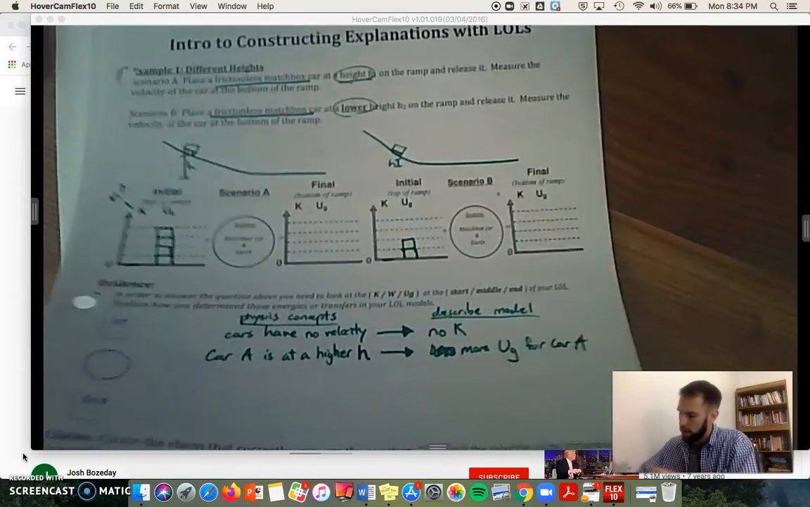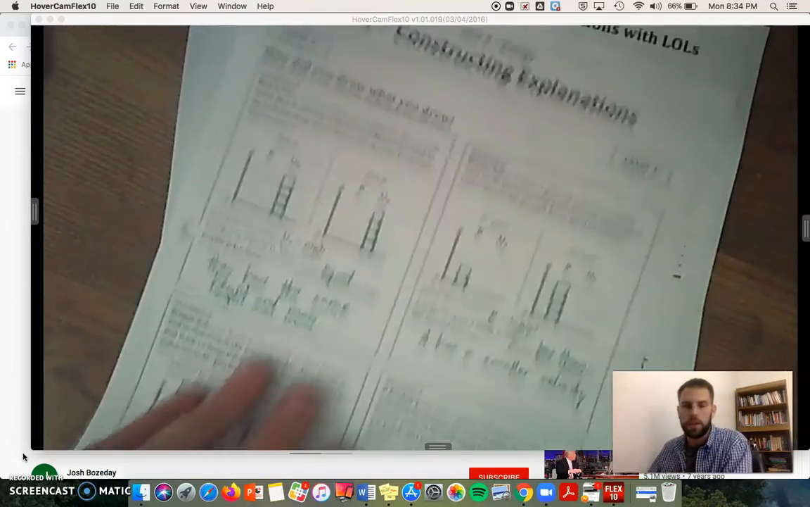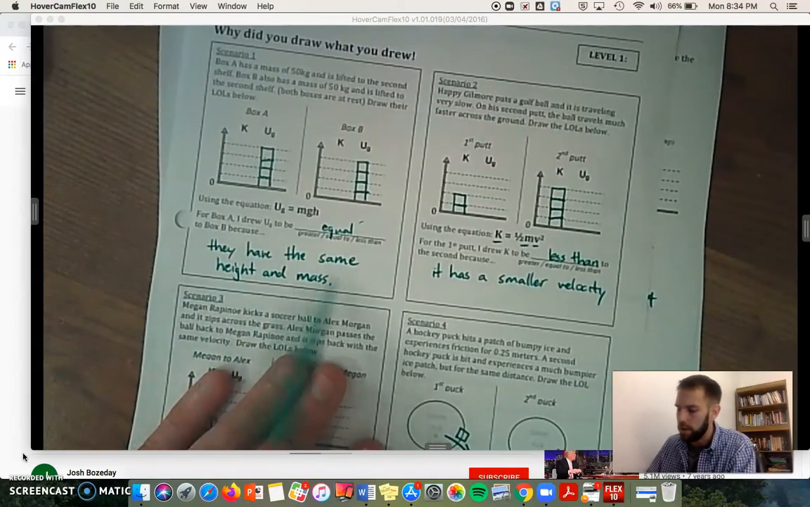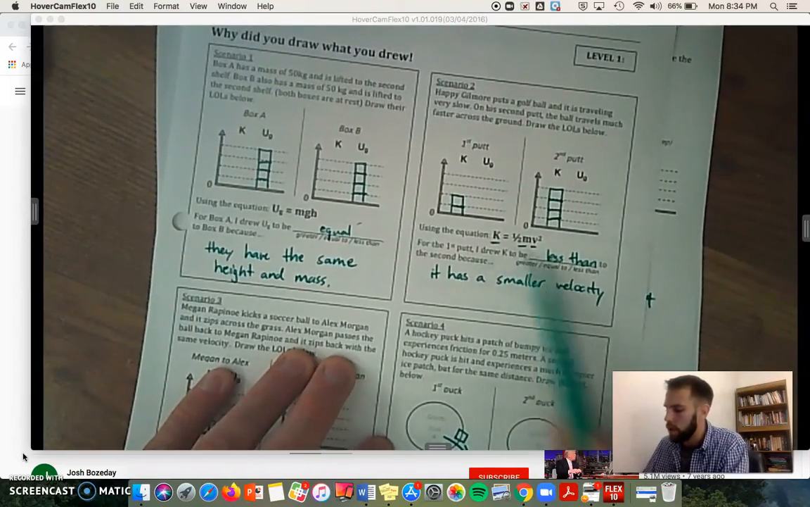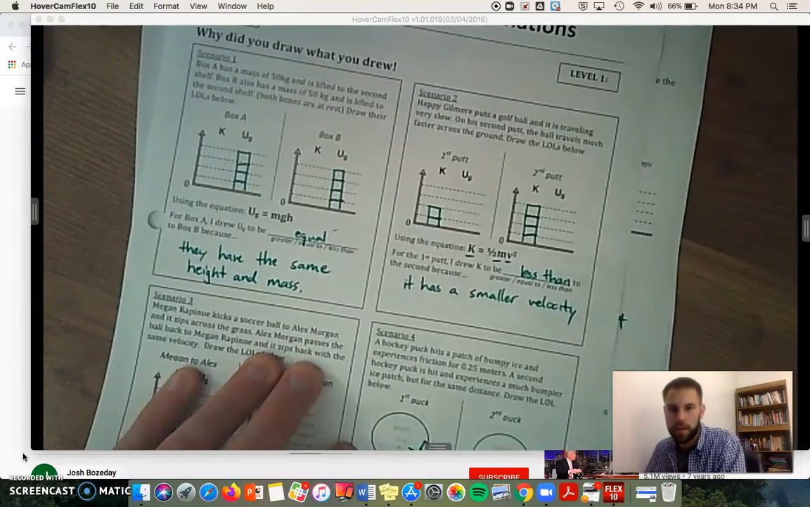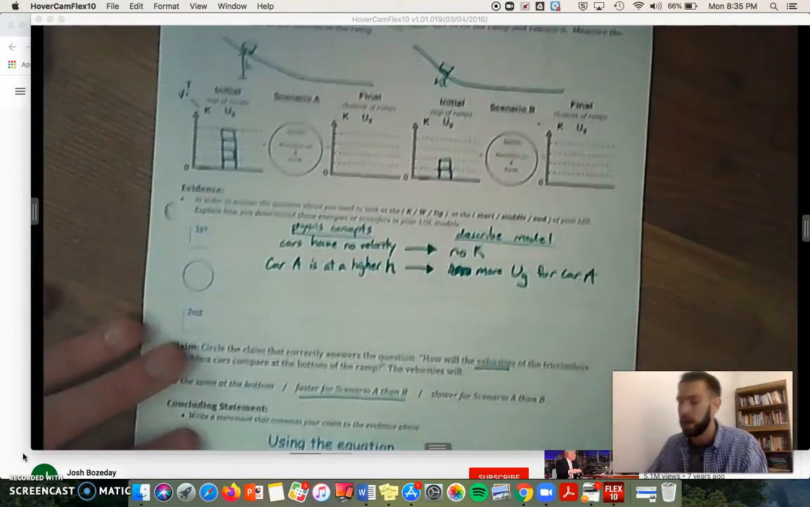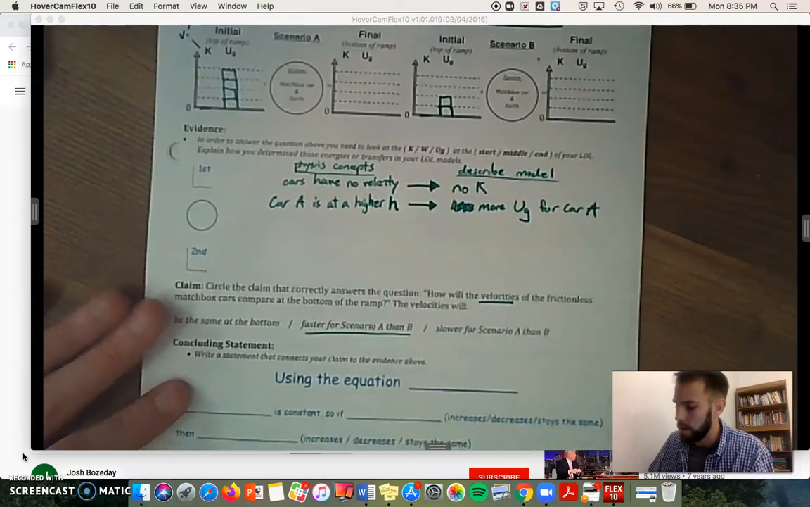If we go back to the first page, that's exactly what we're doing here. They have the UGs equal because they have the same height and mass, or the kinetic energy I drew less because it has a smaller velocity. All we're doing are these, but just a bunch of times and in a broader context for some type of scenario.